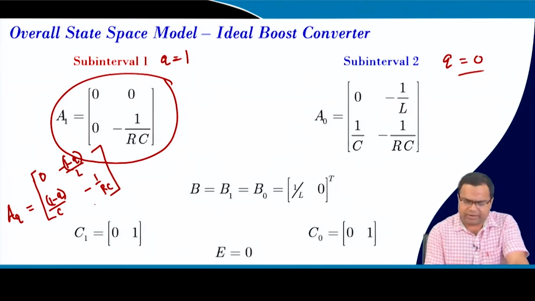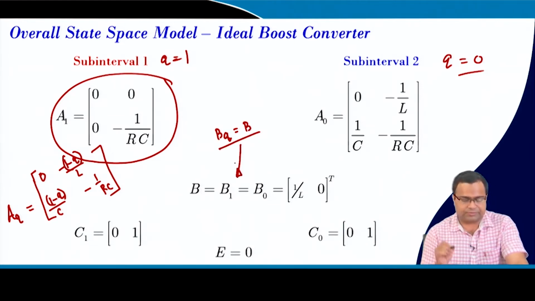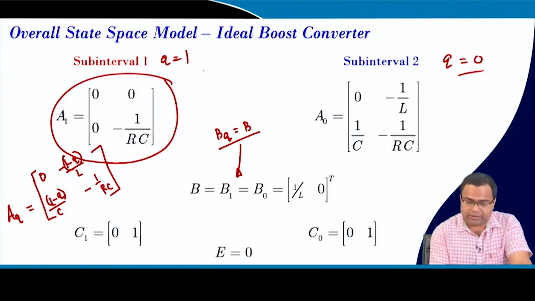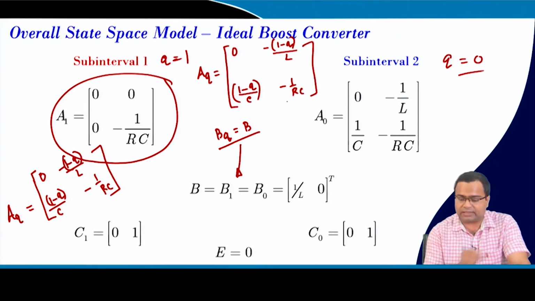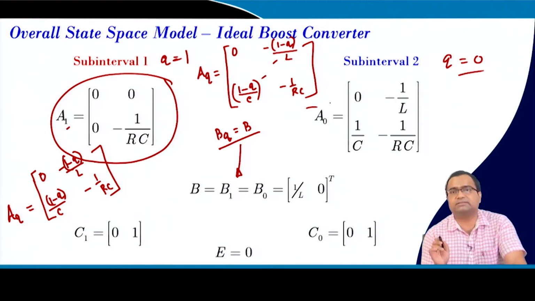Okay, and BQ is simply your B matrix. So that means AQ, if we write neatly, is 0, minus 1 by Q by L, 1 by Q by C, minus 1 by RC. That means when Q is 1, this is 0, this is 0, so we are getting A1. When Q is 0, then we are getting this.